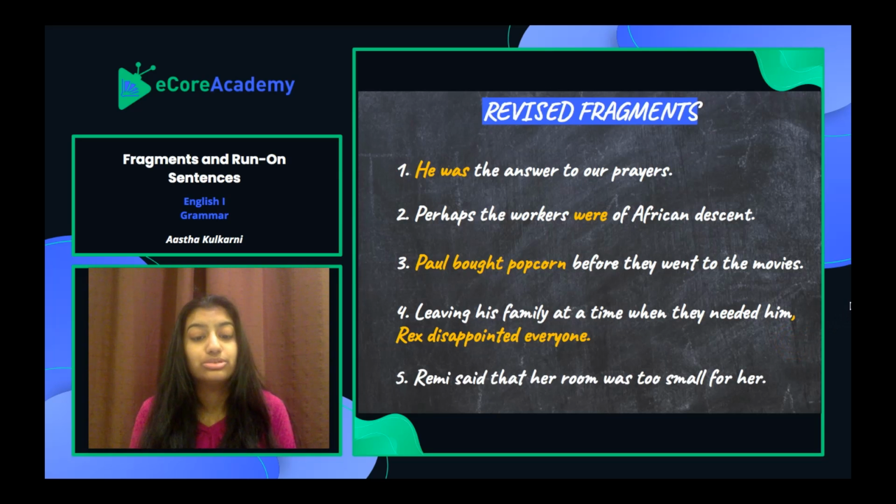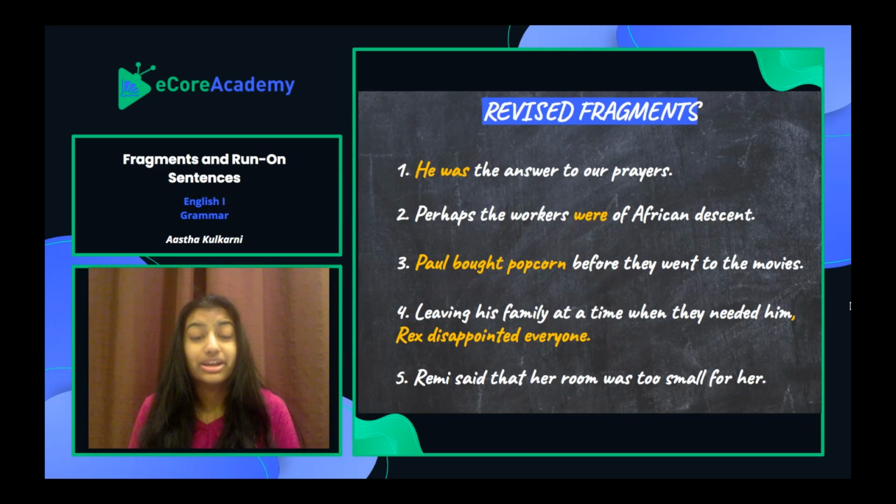That is because we used the third technique, which is to drop or replace certain words or punctuation within the fragment. So the previous fragment read, Remy, comma, who said that her room was too small for her. So who said that her room was too small for her would be describing Remy, and then after that you would be expected to add another comma and then say something about Remy in order to complete that sentence. But for example, if you didn't want to do that, you could simply get rid of the comma who after Remy, and then the sentence would just read, Remy said that her room was too small for her.